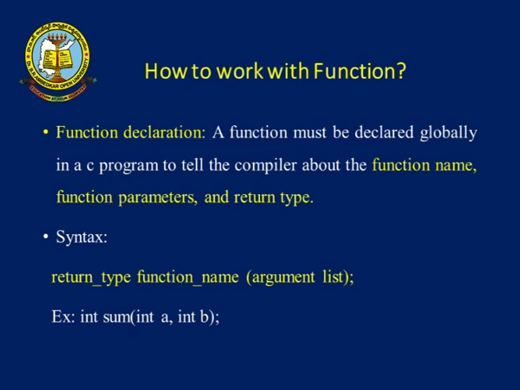Then what does the function declaration statement contain? In the function declaration statement, we need to write the return type, function name and argument list. For example, my function declaration is like int sum, and the argument list is int a, int b. The argument list is nothing but the inputs needed to complete the task. Those inputs are called arguments here.